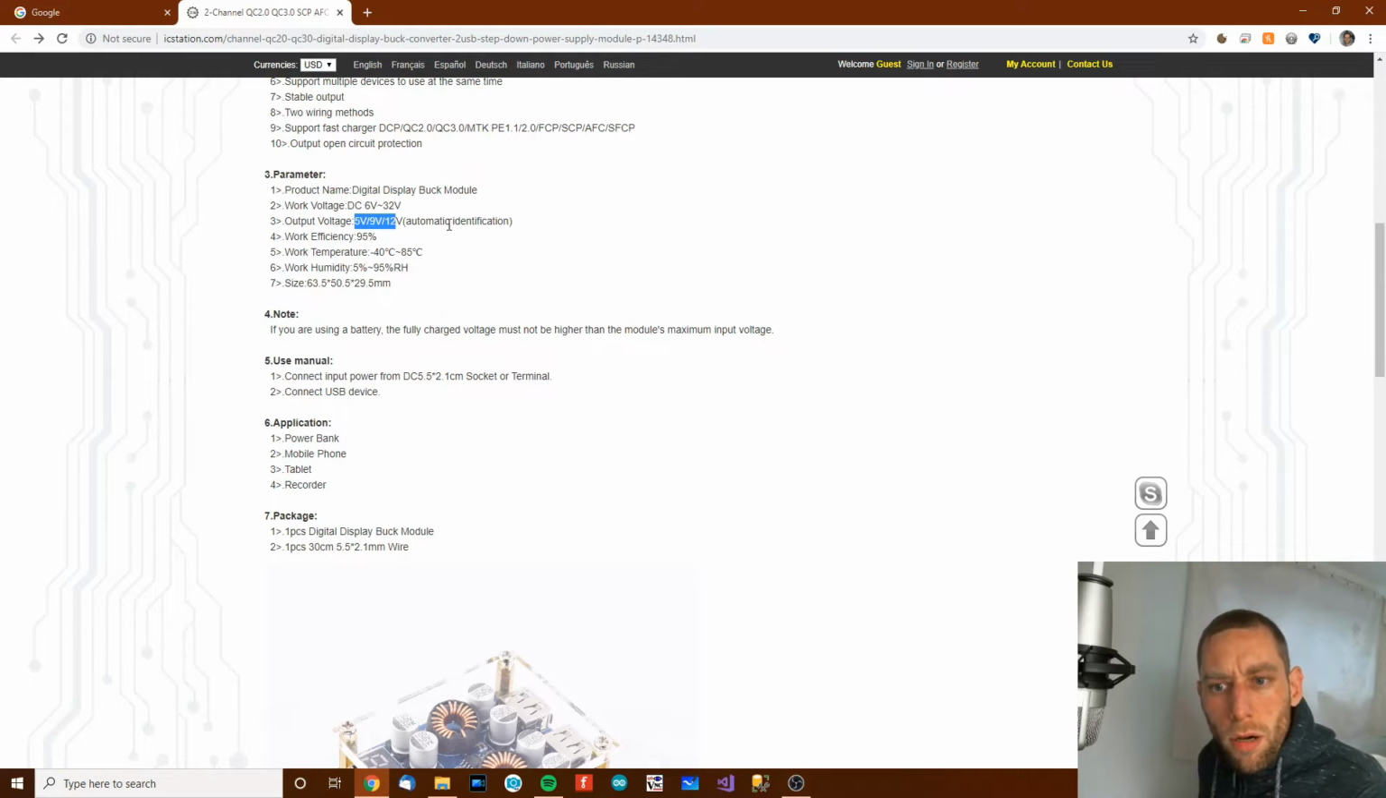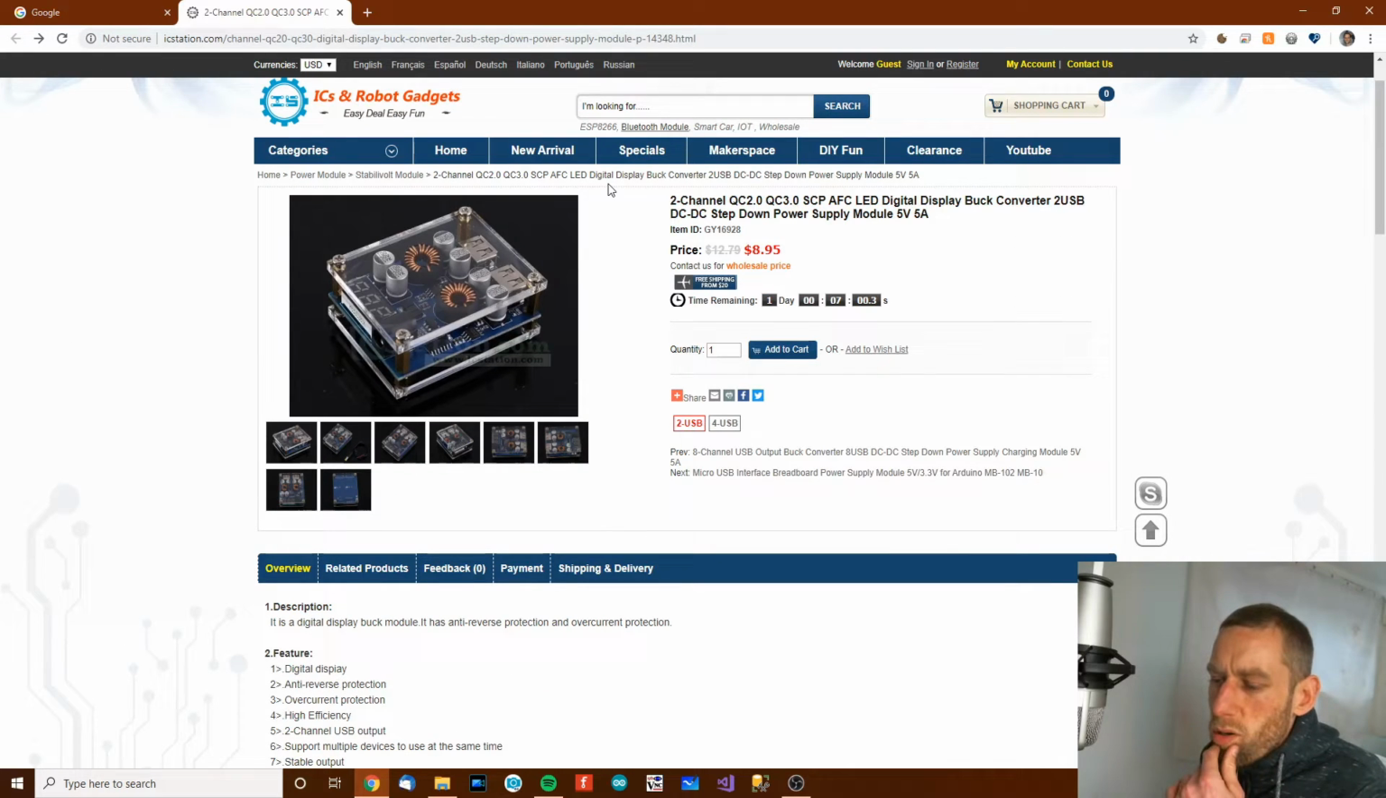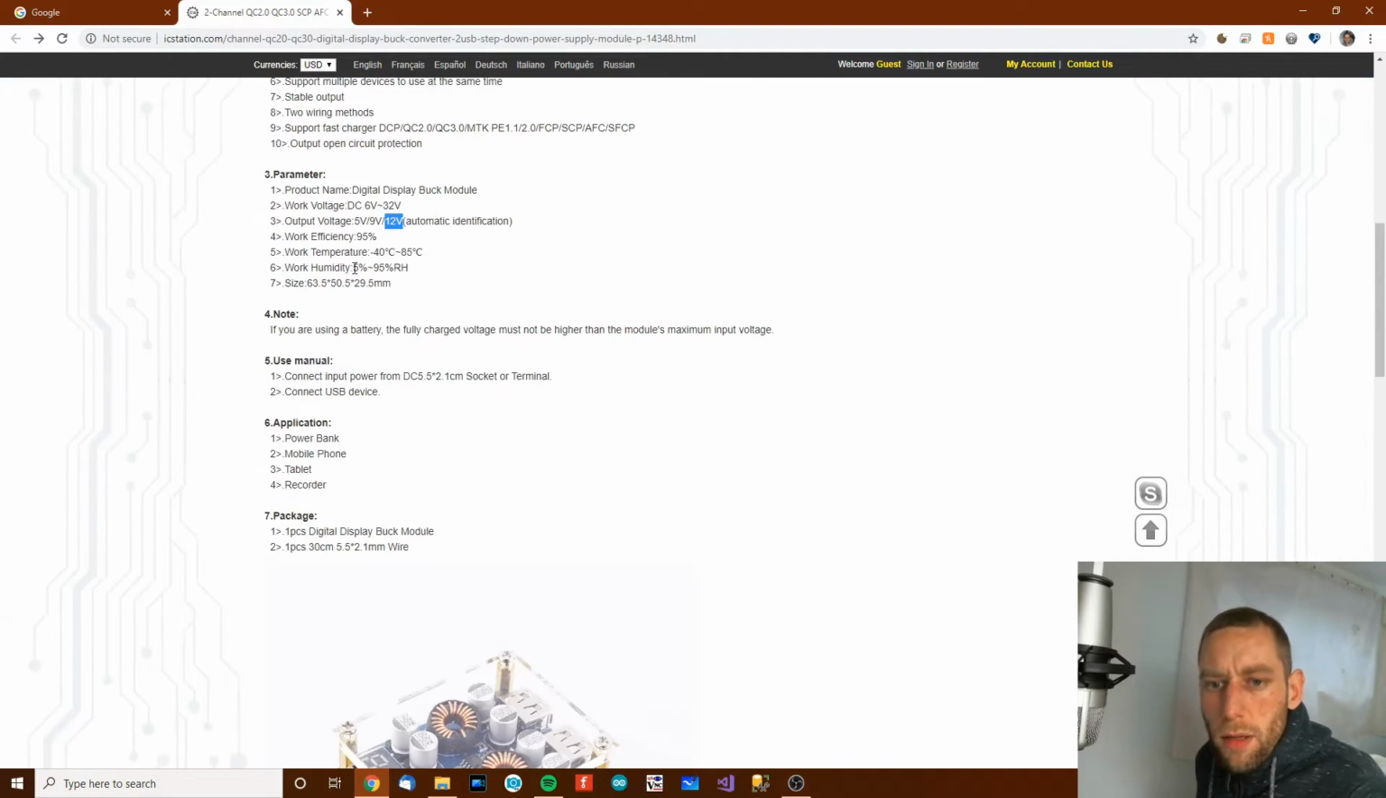Output voltage, oh! Now that is interesting. Output voltage 5 volts, 9 volts, or 12 volts, automatic identification. Now that is interesting. I'll have to look at that in a minute. Okay, work efficiency 95%. That will depend on the input and output voltages, I imagine.